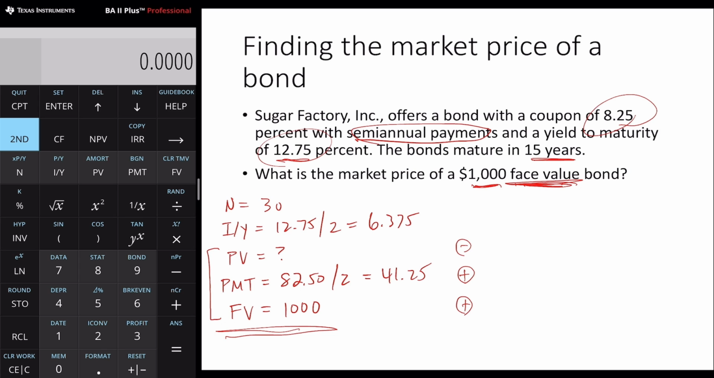All right, so now I'm going to make sure I clear out anything that may be in the calculator left over from prior problems. And now I'm going to solve it. So 30 is my N.